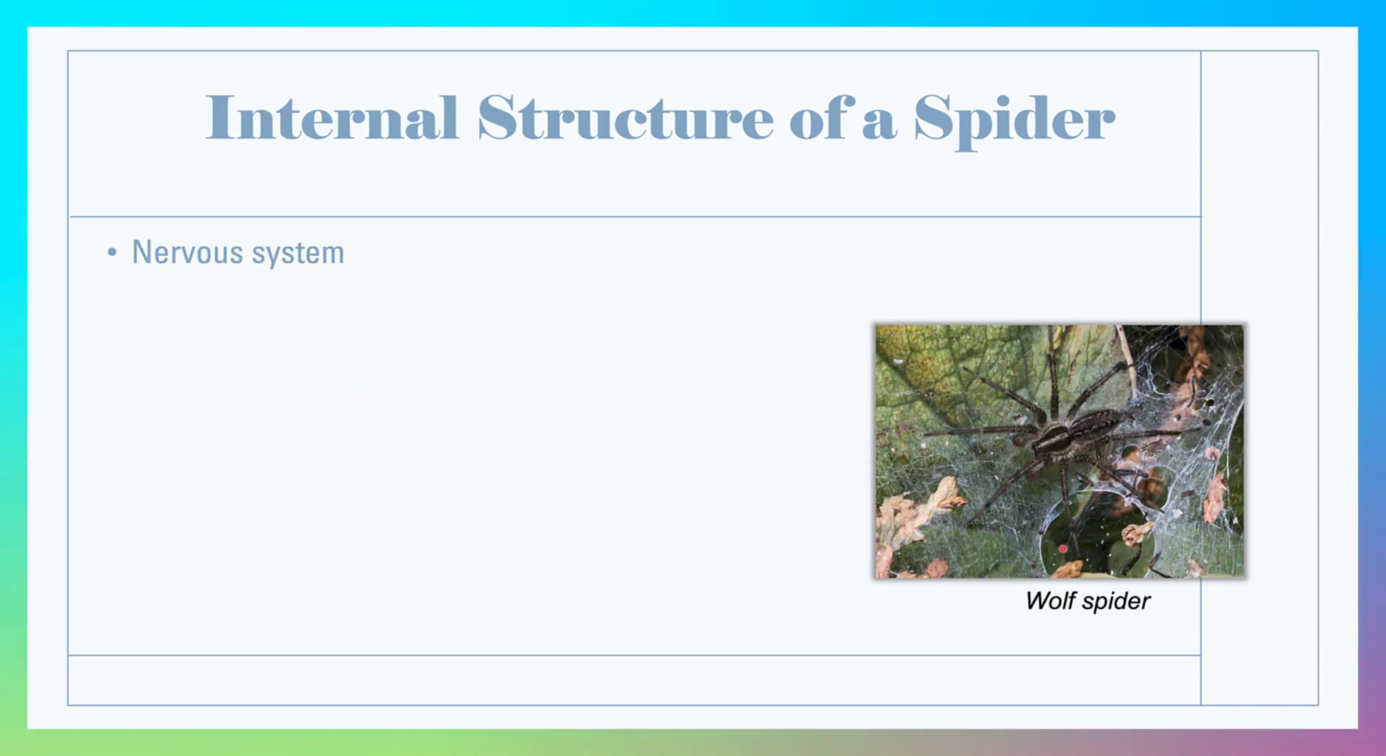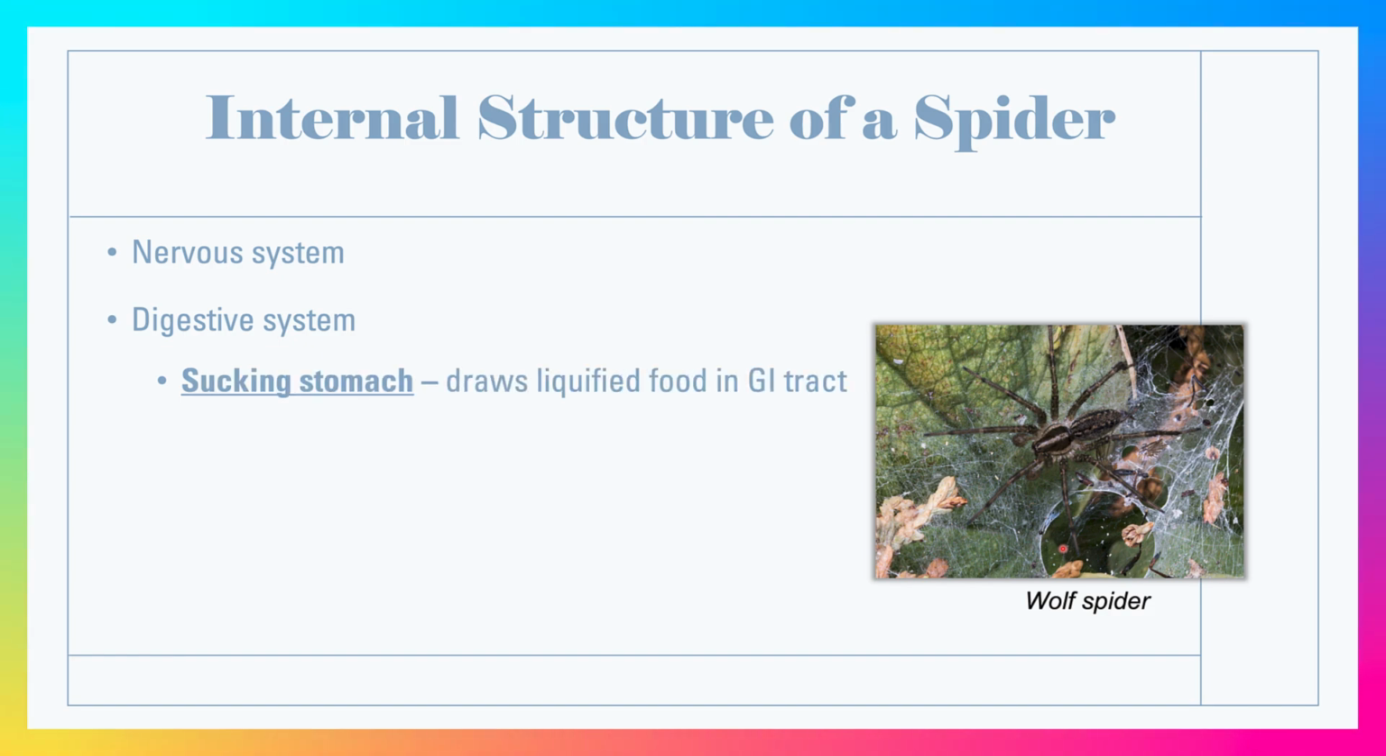Internally, the spider has a nervous system and a digestive system, and the digestive system is characterized by what's called a sucking stomach. A sucking stomach draws liquefied food into the gastrointestinal tract. Like a lot of other insects, for example flies, the food is first injected with digestive material and is liquefied and then drunk by the insect or the spider. The intestine is where the nutrients are absorbed.